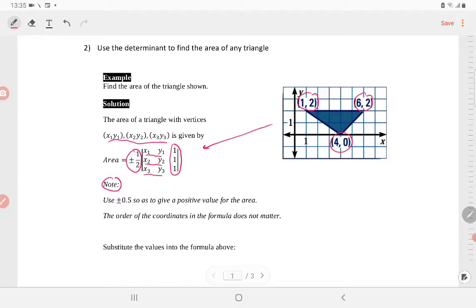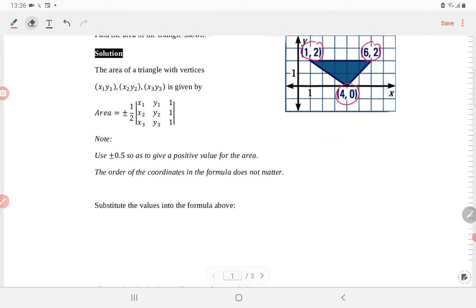Okay, so if your determinant is, for example, negative 10, you would use negative a half to give 5, because we want to have a positive area, not negative area. So that depends on whether the determinant is positive or negative. If you have a det which is 10, then you would use positive a half to give you 5. Okay, so just bear that in mind when you are doing these problems. You want a positive area always, because area can't be negative.